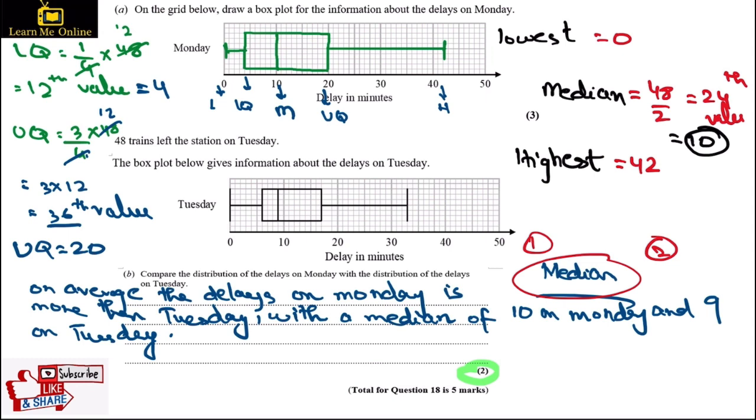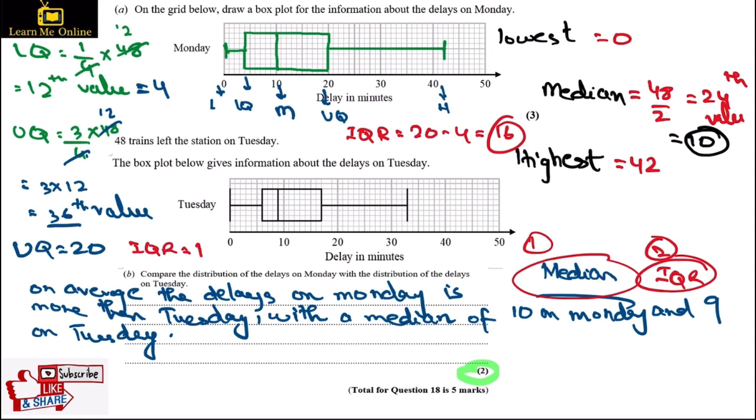So to talk about the spread, next we take the interquartile range. To find the interquartile range, it is the upper quartile minus the lower quartile. So the interquartile range for Monday is 20 minus 4, and that would be 16. The interquartile range on Tuesday: the upper quartile is 17 here, and the lower quartile is 6. So the difference between them is 11. So we see that there is more spread on Monday than on Tuesday.